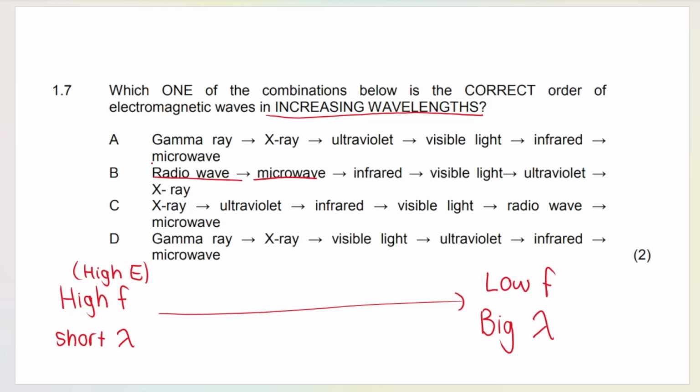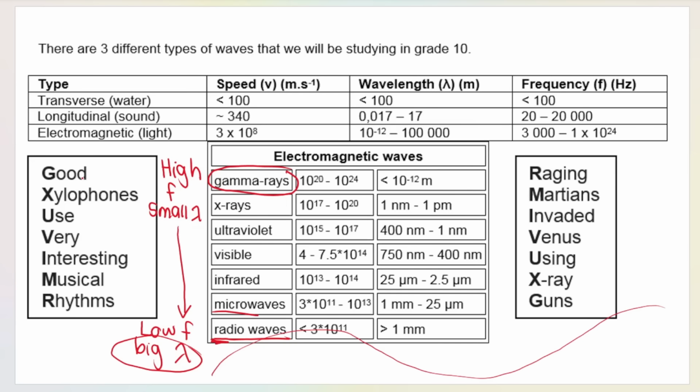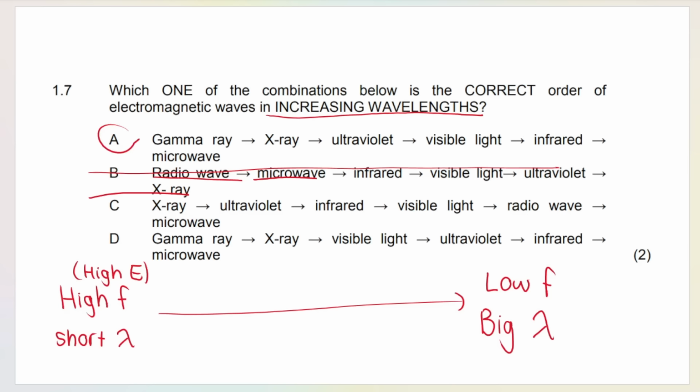In other words, the wavelengths must be getting bigger and bigger. So B is definitely not correct. And if you struggle to remember the order, you can use one of these acronyms like raging Martians invaded Venus using X-ray guns. So R is radio waves, M is microwaves, and so on. So our correct answer is A.